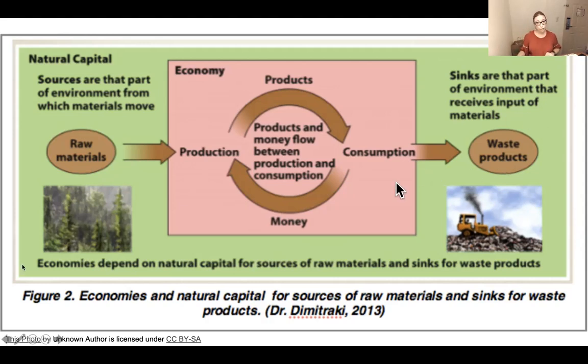Now, after we consume goods from natural capital, we have waste products. Those are the sinks in this cycle. So one of those would be landfills. Again, we are running out of space for landfills. We don't know where to send our garbage anymore. China used to take a lot of our garbage and they would recycle what they could and make money off of it. But China said no more. We have too much garbage and they have enough of their own. So what are we going to do with it all?